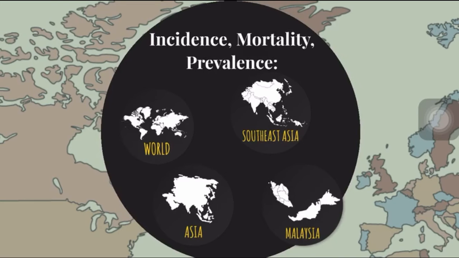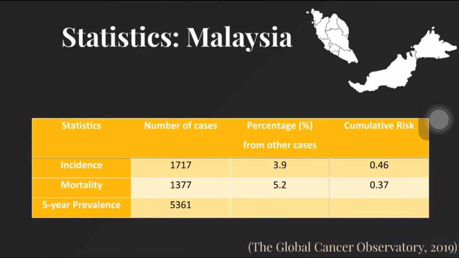Lastly, the statistics of leukemia in Malaysia is to be discussed. In Malaysia, the incidence of leukemia has 1,717 cases, making up 3.9% from other cancers, with the cumulative risk of 0.46. For the mortality rate, Malaysia recorded 5.2% of cases of leukemia compared to other cancers, with 1,377 cases, with the cumulative risk of 0.37. Other than that, the 5-year prevalence of leukemia in Malaysia has a number of cases of 5,361 cases.